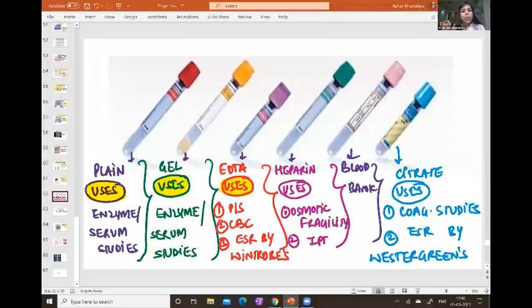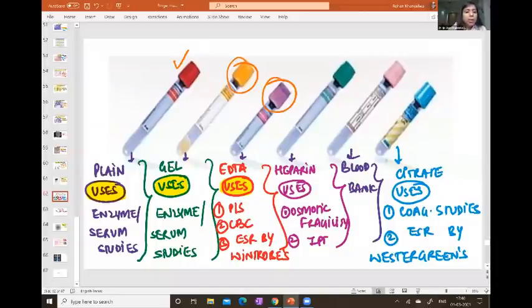The important take-home point from these is that the cap of the vacutainer indicates what is there in the vacutainer, right? For example, the red cap, nothing is there, used for serum studies. The yellow cap, there is something, a gel kind of a thing, which is used for, again, serum studies.